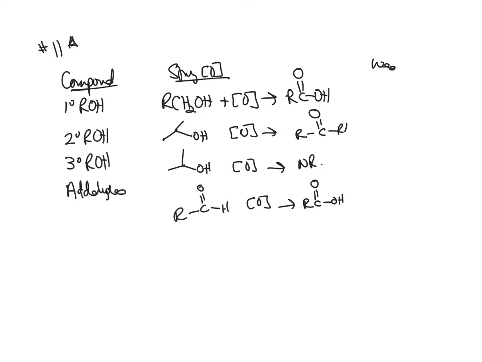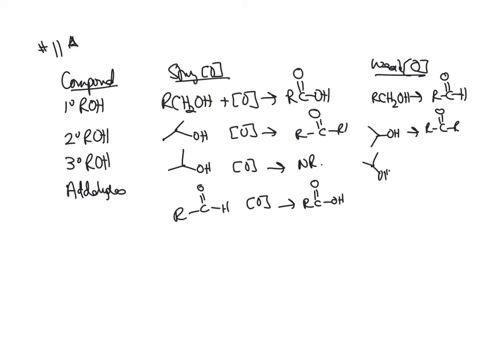And then for weak oxidizing reagents, if you take a primary alcohol, you get an aldehyde. If you take a secondary alcohol, you get a ketone. Tertiary alcohol, there's no hydrogen, so you get no reaction. And an aldehyde with a weak, you get no reaction. Okay, so let's look at 11A.